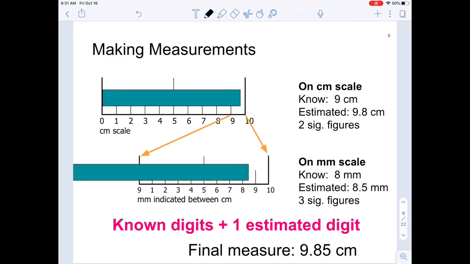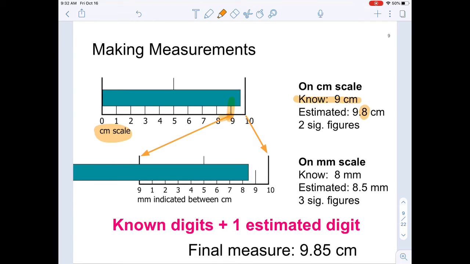All right, so again, taking a look at some different examples here. This is showing us a ruler on a centimeter scale, and we can tell that the measurement is definitely over 9. So we know the 9, and the estimated digit here is the 0.8. We're thinking it's a little more than half, so maybe it's 0.8. So if this counted up by centimeters, then our estimated digit would be the tenths place.